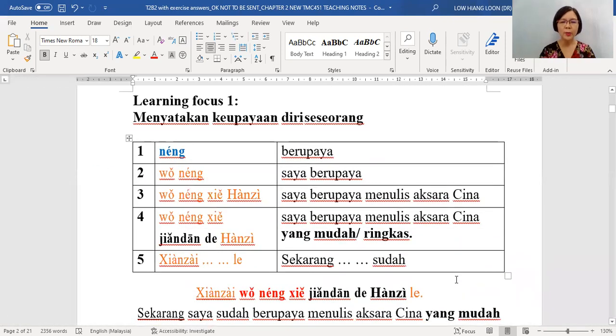Okay. So now what we want to talk about is 能. 能 means you are able to. 我能, I am able to. Okay, everybody follow 老师. Ready, go. 能. 能. 我能. Okay. So what is special here?